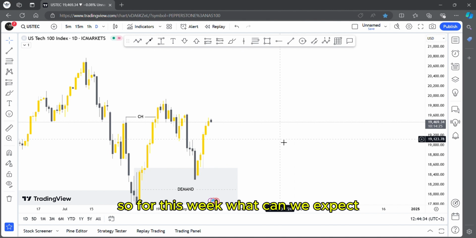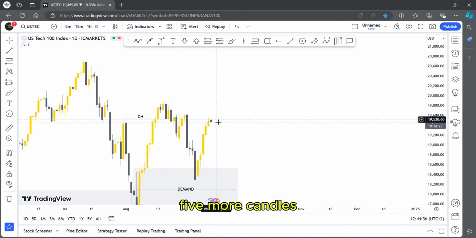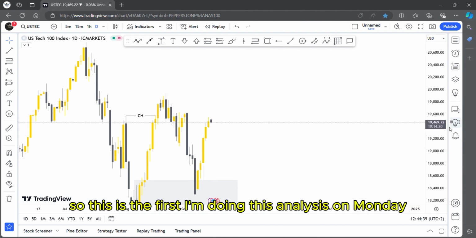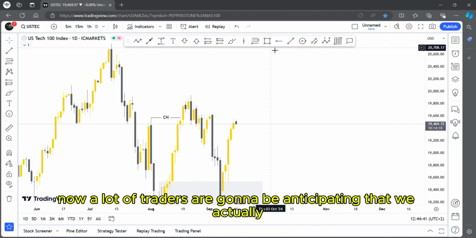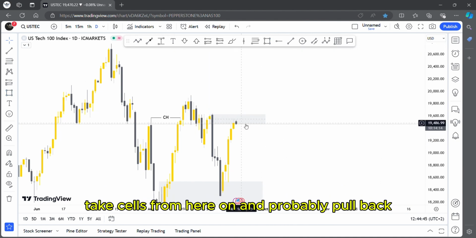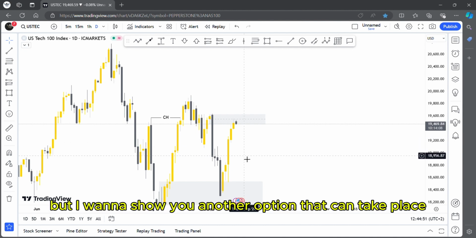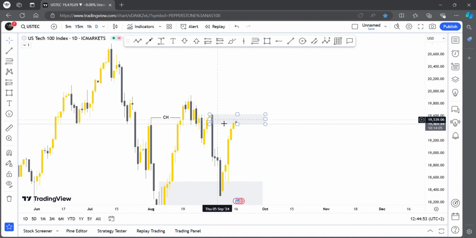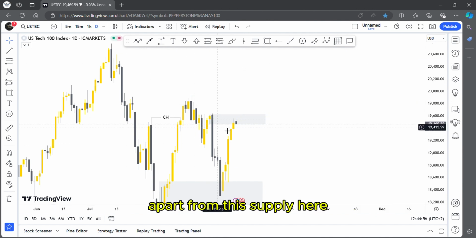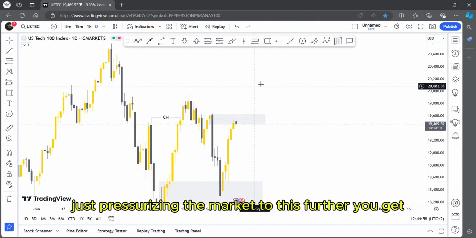So for this week, what can we expect? 5 more candles. So this is the first. I'm doing this analysis on Monday. Now a lot of traders are going to be anticipating that we actually take sales from here on and probably pull back further. It may be possible, but I want to show you another option that can take place apart from this supply here just pressurizing the market to this fair value gap.